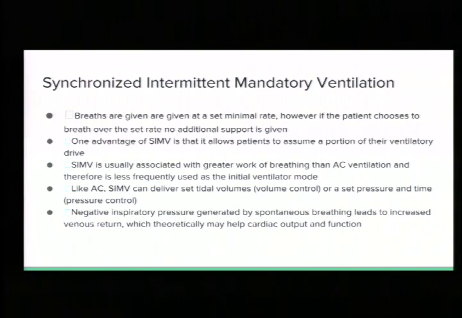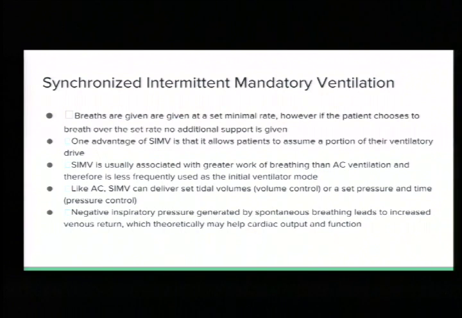This is kind of what you may switch them to if they're on the vent for a long time, or if the goal is to wean them off the vent and allow them to start taking over some of their own respiratory drive without assistance on every breath. It requires a greater work of breathing, so not a great setting to jump to right after you've intubated somebody. And it can deliver set tidal volumes or set pressure. So it has a pressure choice or a volume choice.